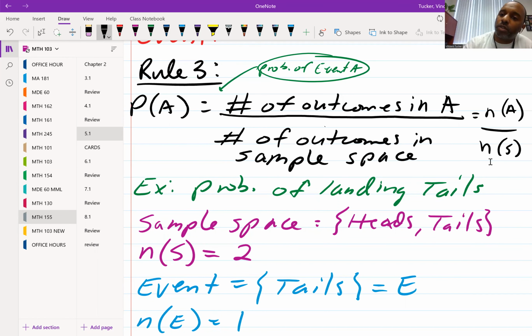So that's the notation there. The number of outcomes in event A is written as n(A), in parentheses. The number of outcomes in your sample space is n(S), in parentheses.